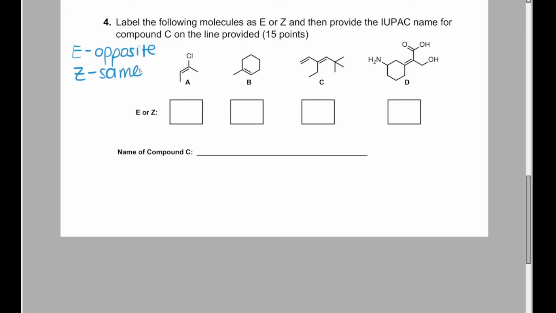So for molecule A, we see this alkene in the middle. We see a chlorine and a methyl group here. And obviously the chlorine has higher atomic weight than the first atom in the methyl group, which is a carbon. So we're going to circle chlorine as the higher priority atom.